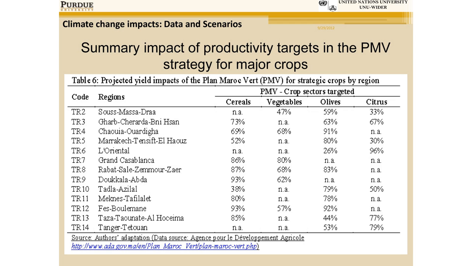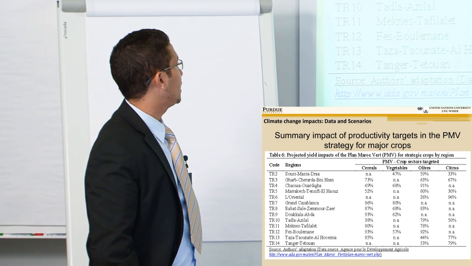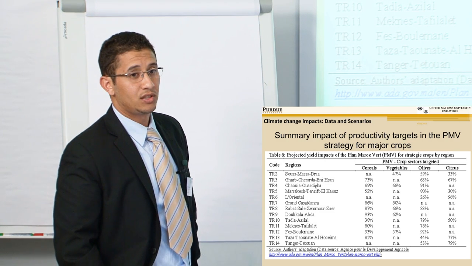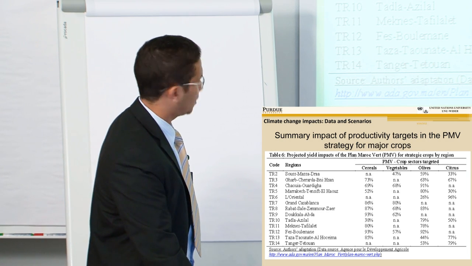It has regional plans that identify the targets in terms of productivity for each of the regional plans, and this table basically summarizes the targets that are included in PMV in terms of productivity gains expected from the investment project.